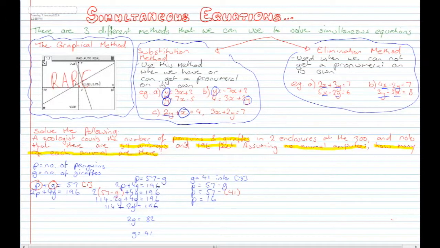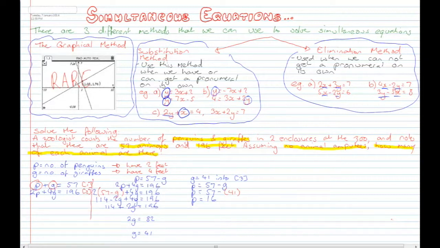Right? The next thing that's important is that there is 196 feet. Now if we think about it, we know that penguins have 2 feet. Alright, if you've seen Happy Feet you'll know that. And the giraffes have 4 feet. So because of this we've got penguins times 2 for number of feet and giraffes times 4 for the number of feet is equal to 196, and we'll call this equation 2. Separate that so we can see.